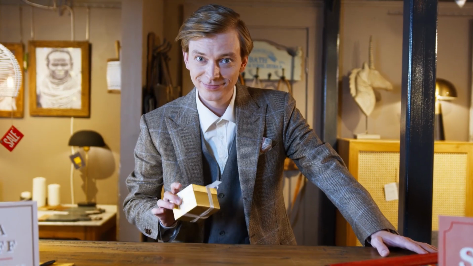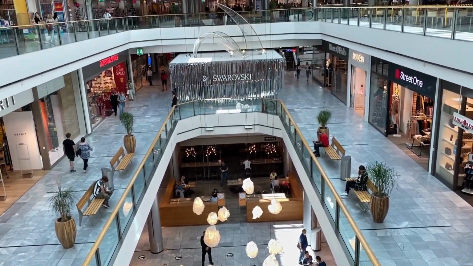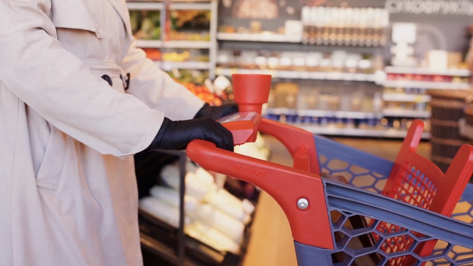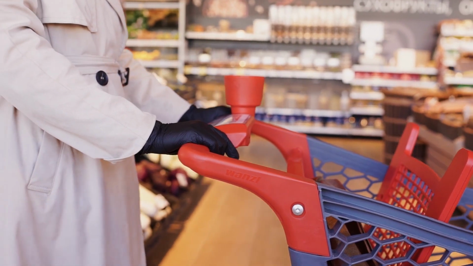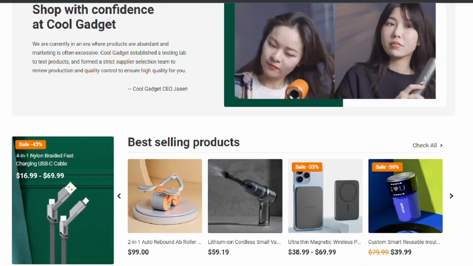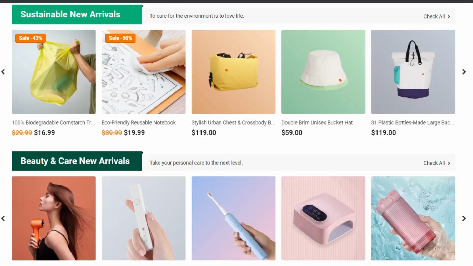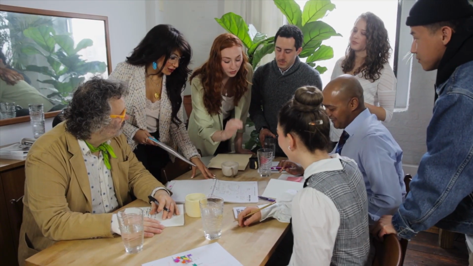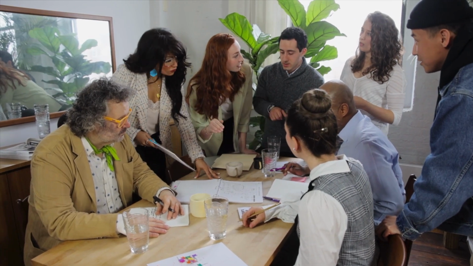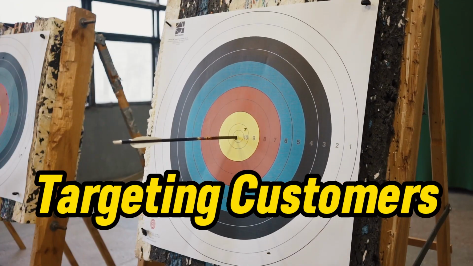First, let's talk about general stores. These are like the department stores of the dropshipping world. They offer a wide range of products catering to a broad audience. General stores provide the advantage of versatility, allowing you to explore various niches and product categories. However, their challenge lies in establishing a strong brand identity and targeting specific customer segments.